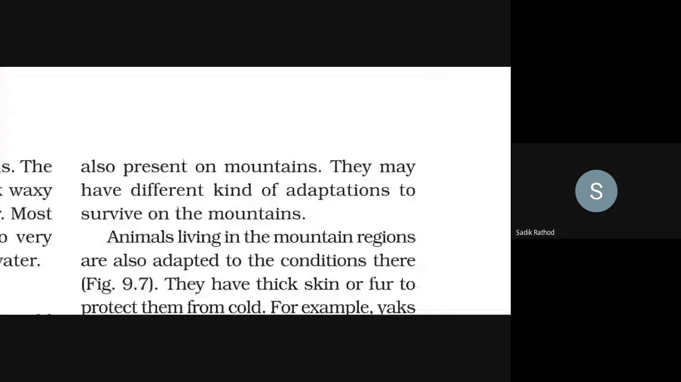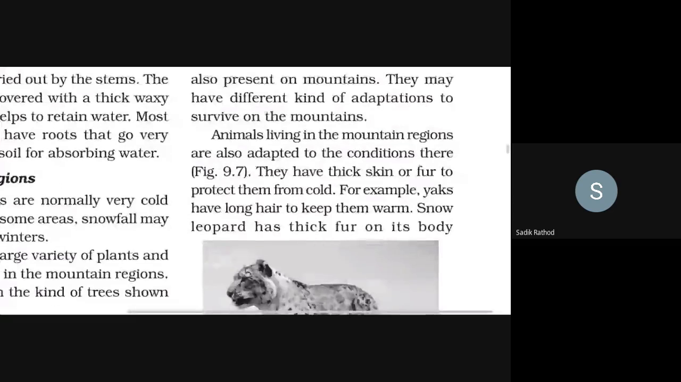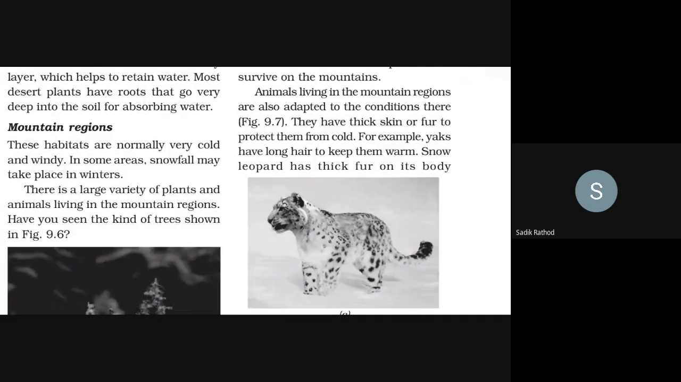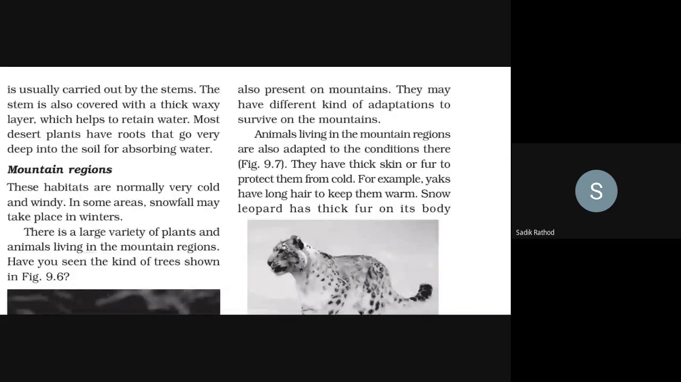As I told you, it is cone shape, like a triangle. So the snow and the rainwater will slide down easily, so it won't get contaminated. So they have adapted the shape. Because of their adaptation, they are surviving in snow and lots of rain. And the leaves are also different shapes. So these changes they have adapted.